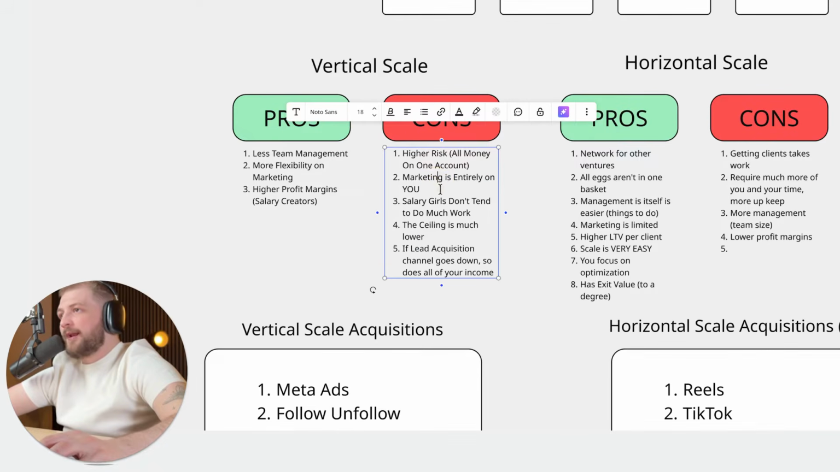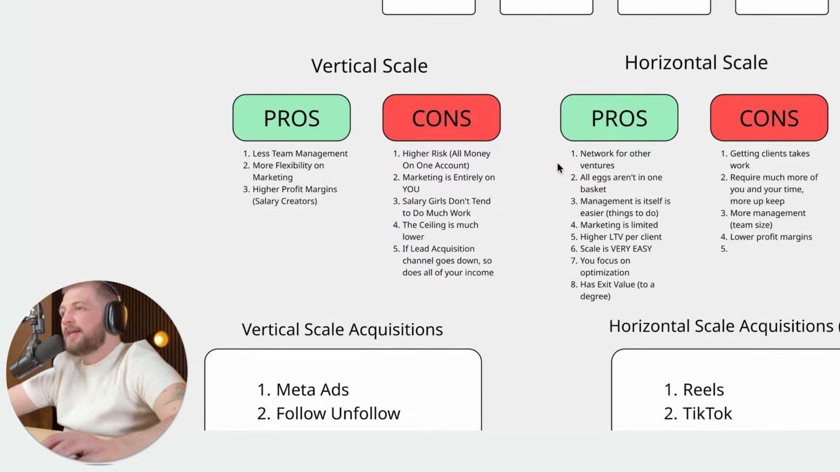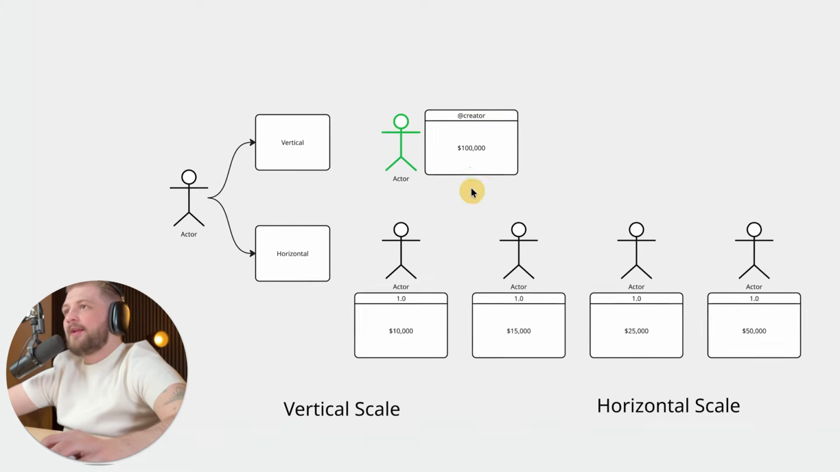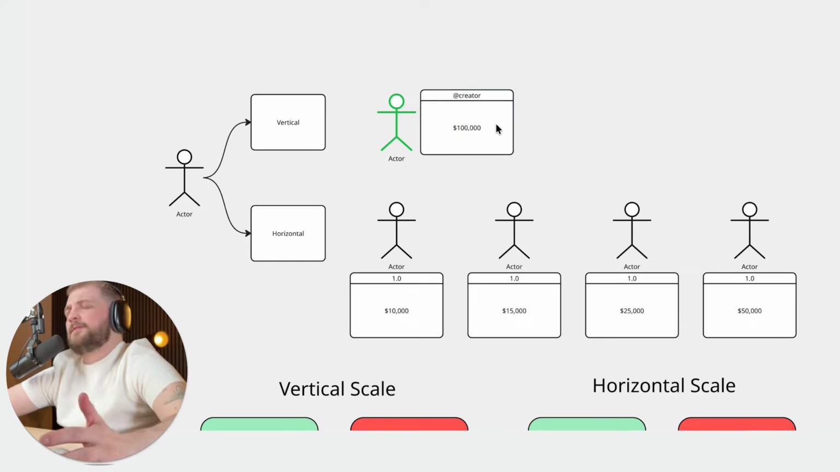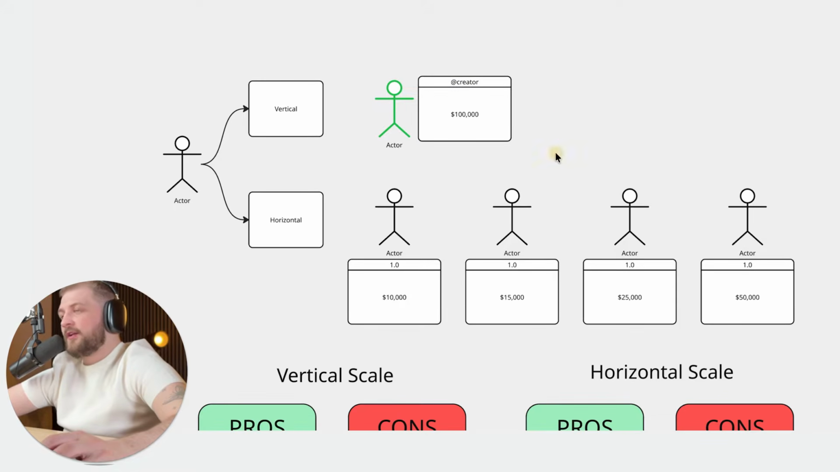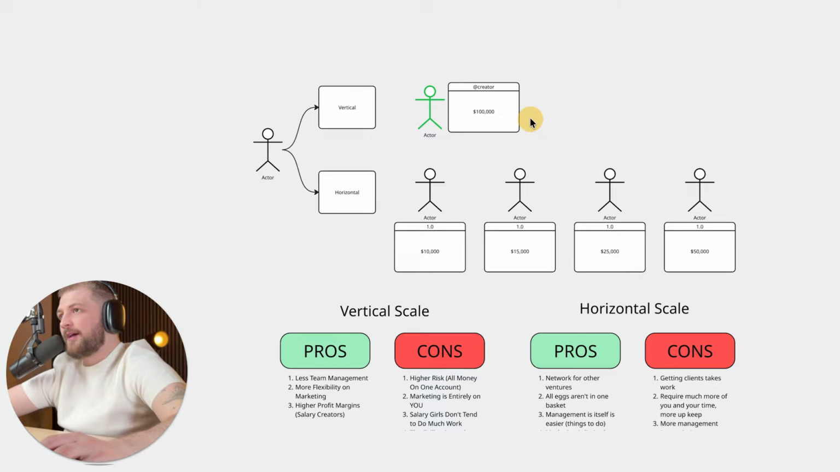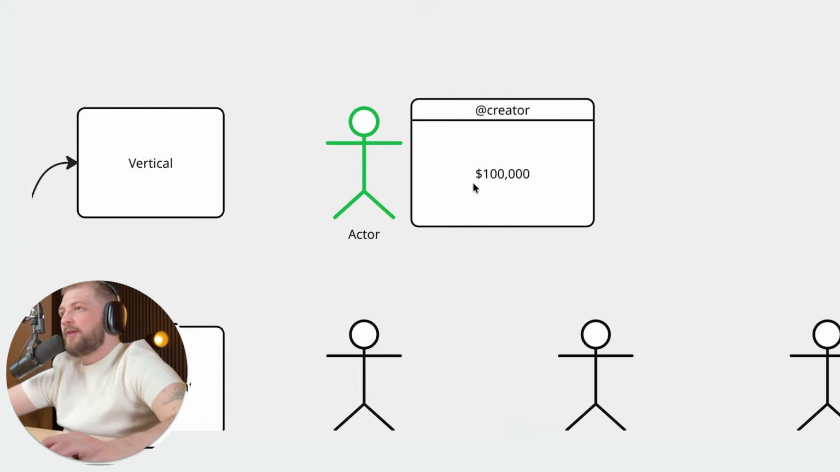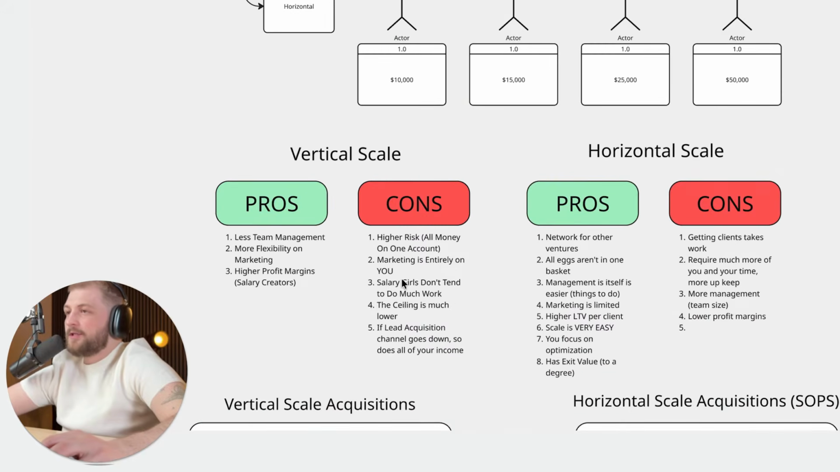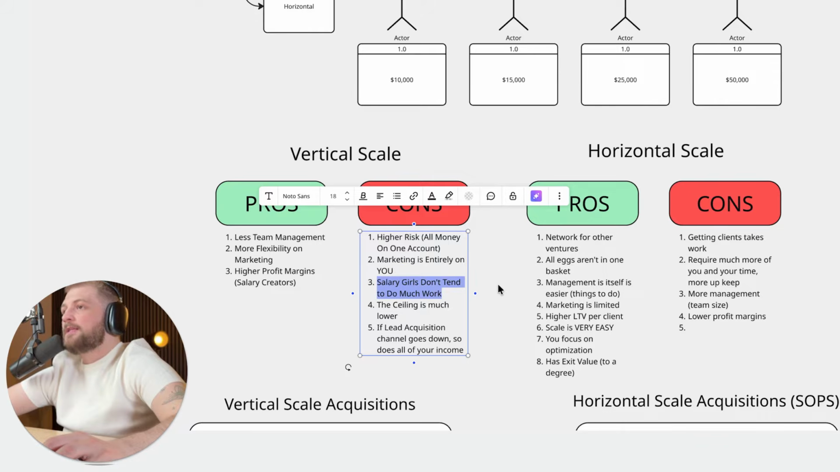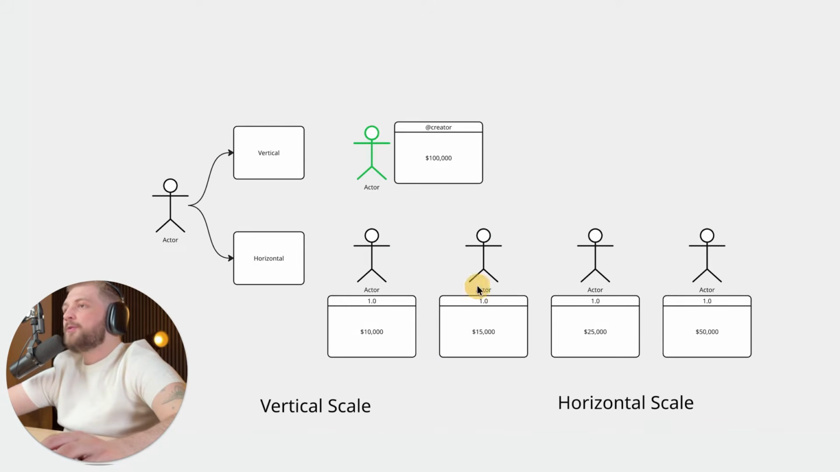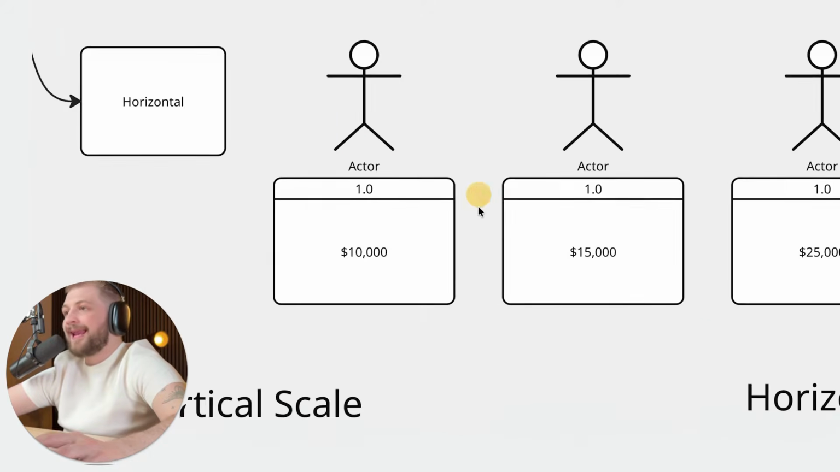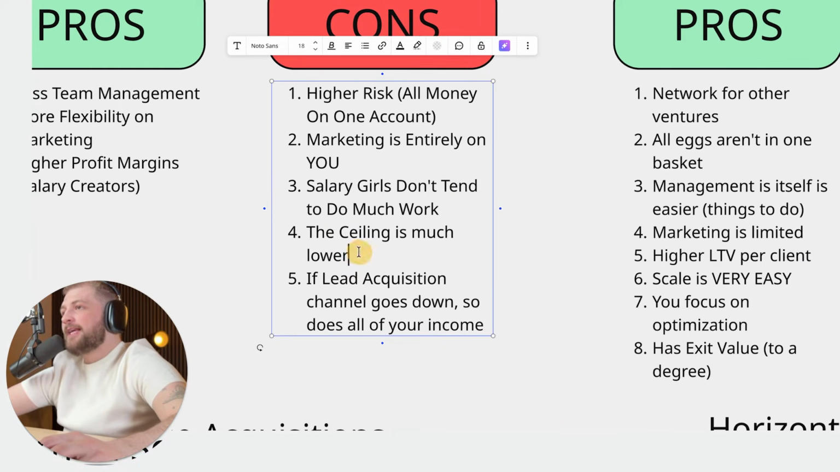Now, the next one is marketing is entirely on you. This creator is being paid $2,000, say $2,500, $5,000, $10,000 a month. They have absolutely no incentive to work their ass off, because it doesn't matter how much the page makes, they're not going to make any more money. So the marketing channels are entirely reliant on your ability to perform, which this could be a pro, this could be a con. Now, salary girls do not tend to do much work because they don't get paid enough to do so. The ceiling is much lower.